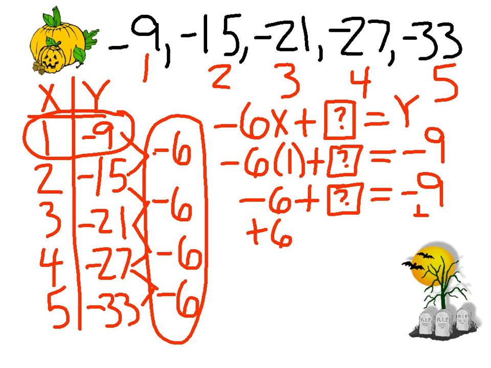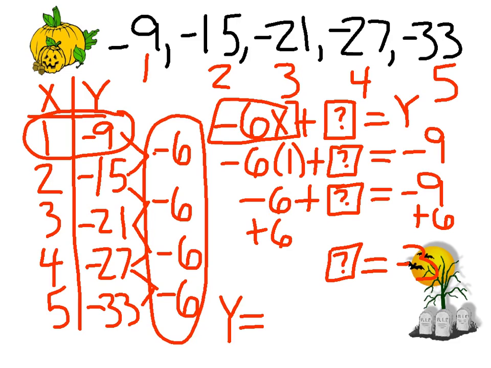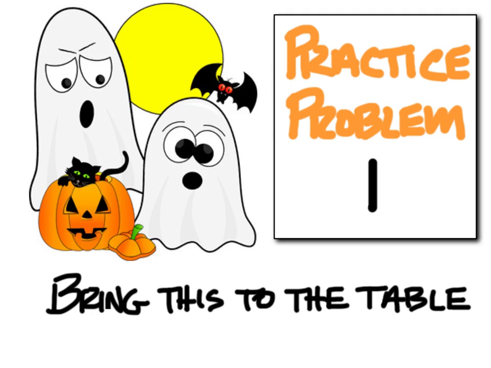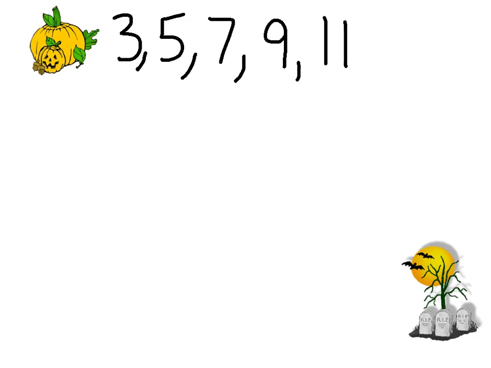We add 6 to both sides. So our number is going to be equal to what? Negative 3. Right. Okay, now we need to make our function. We have y is equal to whatever we had here. That's negative 6x plus our number, which we found to be negative 3. So our function is y equals negative 6x plus negative 3. Or you can write it negative 6x minus 3. It's the same thing. However you prefer to write it is fine. Okay. Alright, let's try practice problem number 1.